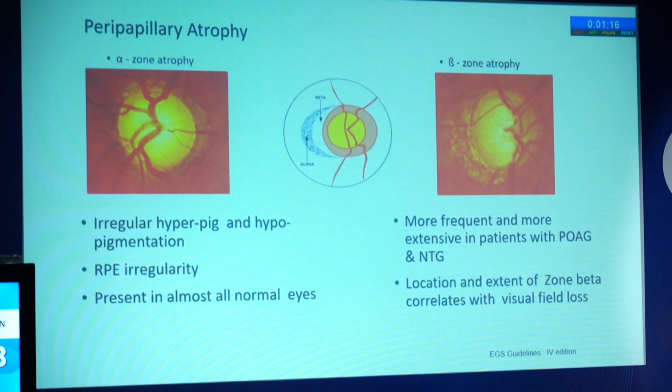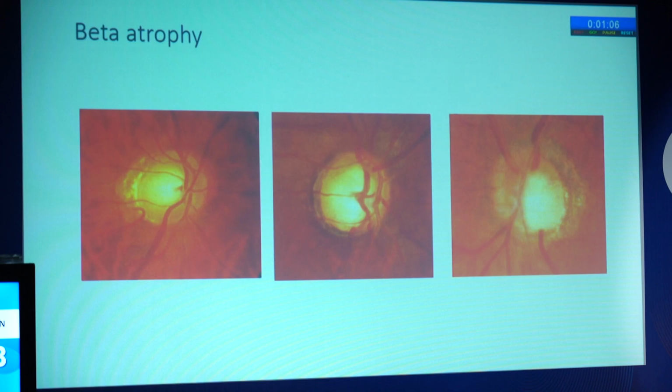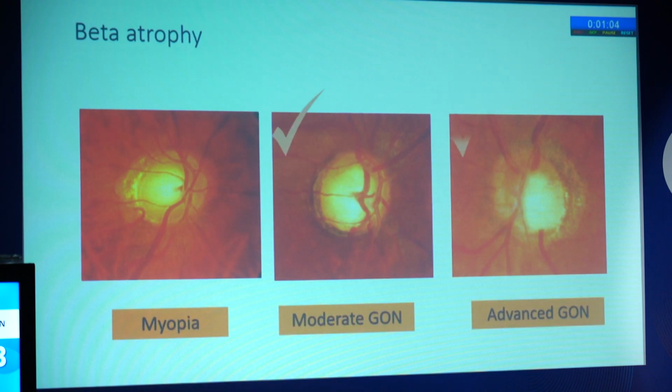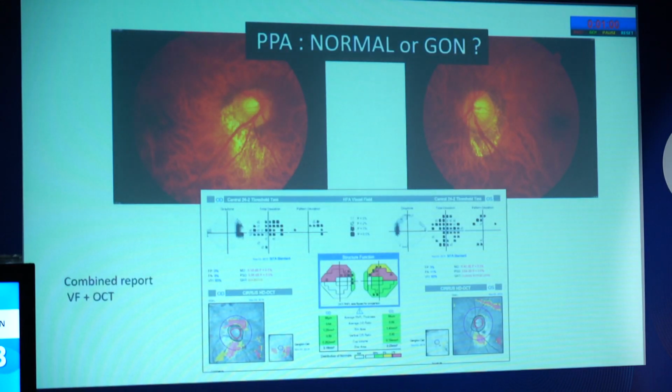Peripapillary atrophy: alpha zone atrophy is common and seen in almost all normal patients, but beta zone atrophy can be seen in patients with POAG and NTG, and it corresponds with the visual fields. So this is the beta atrophy which is seen in myopia. This is moderate glaucoma and advanced glaucoma. This is normal peripapillary atrophy.